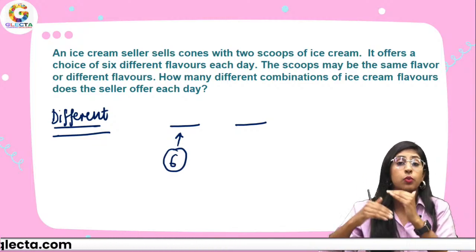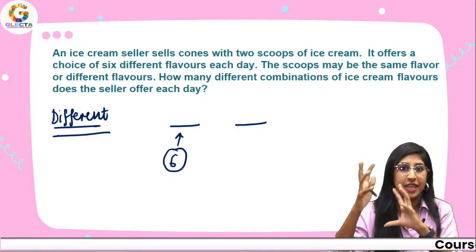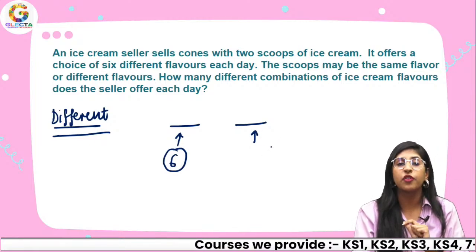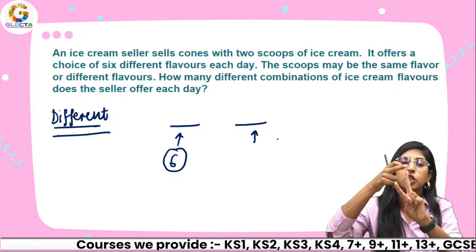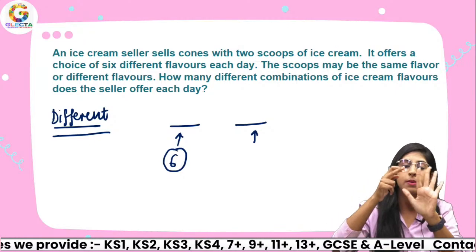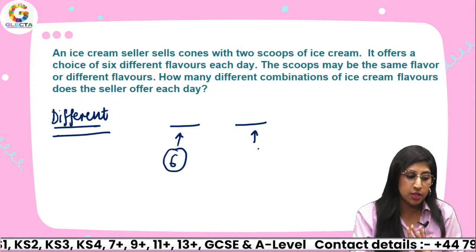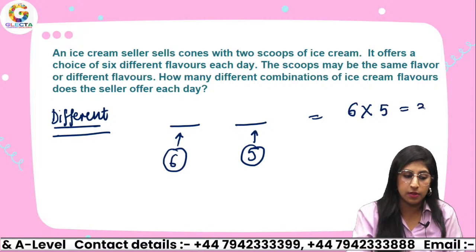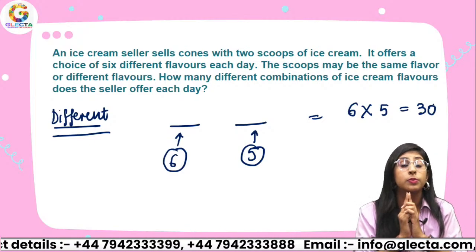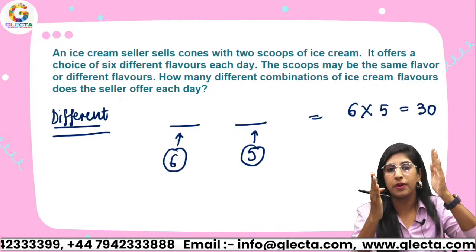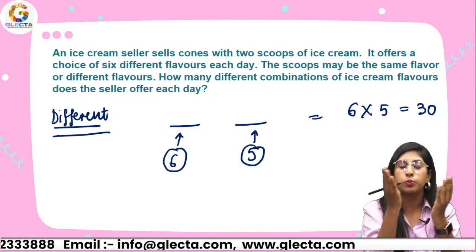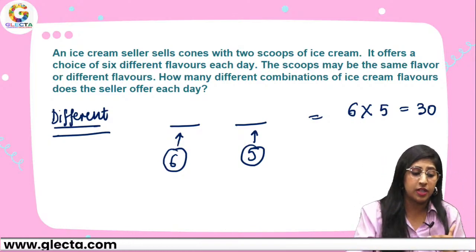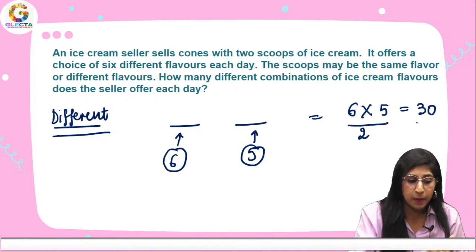Now as I'm saying that I want to find out different scoops, the second scoop has to be different. That means I cannot have vanilla, but apart from vanilla, I have the choice of strawberry, chocolate, mint, melon, peach. I have 5 choices. So 6 times 5, that means 30, right? But since I want them to be different, vanilla and strawberry, and then strawberry and vanilla, would also be the same. So I'm having each case twice, right? So that's why I'll divide it by 2.